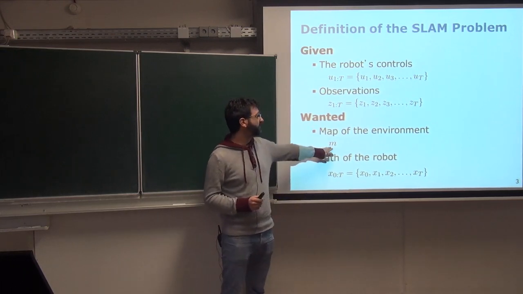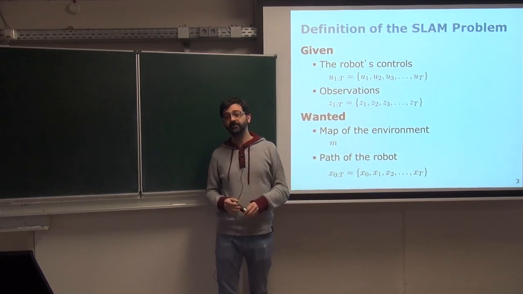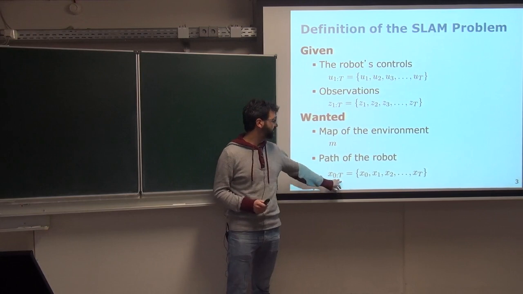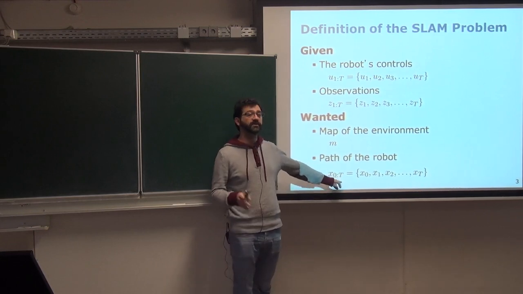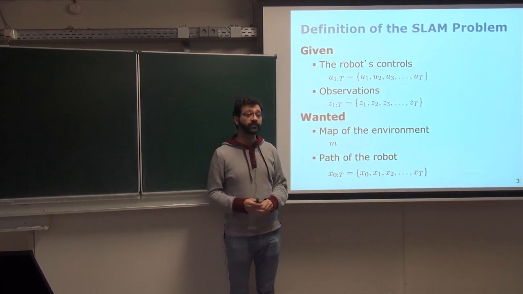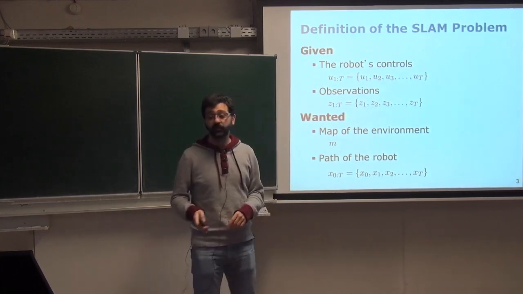We want to have a map of the environment, and again, this depends on how we represent it. And we want to estimate the path of the robot, or in some special case of online SLAM, we want to estimate just the last pose of the robot. Okay? That's a quick recap.